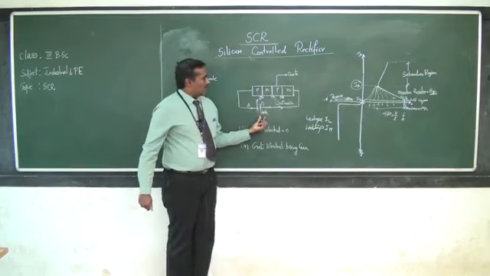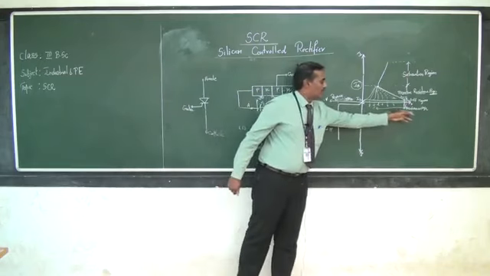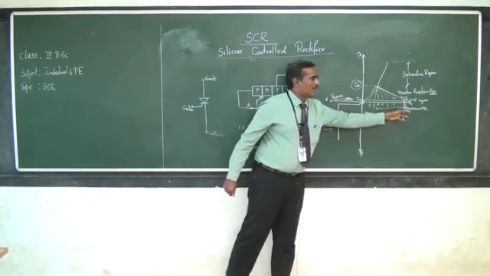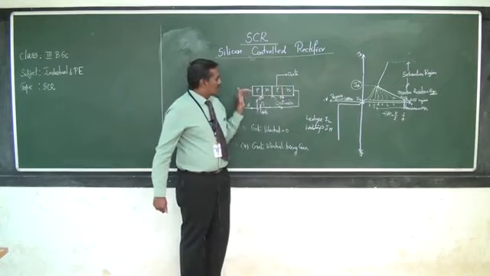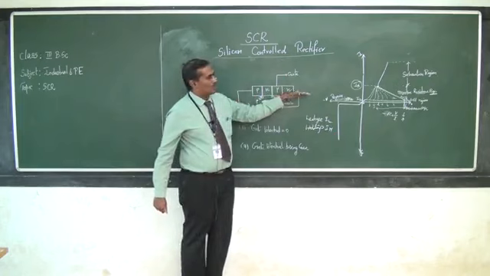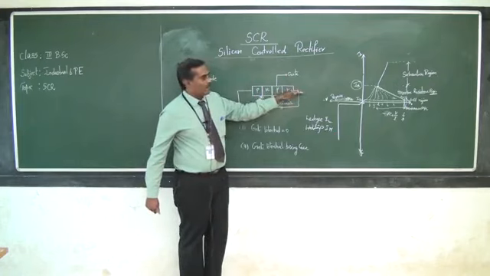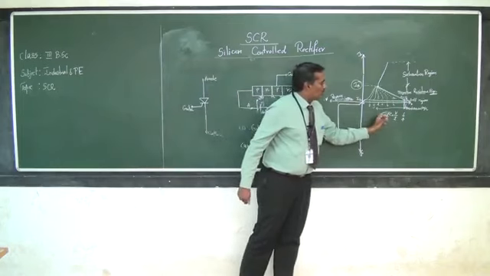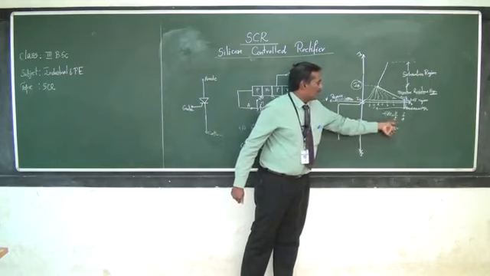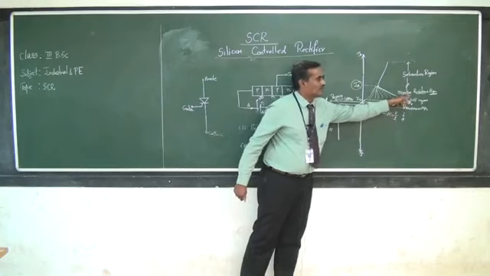Now once this anode cathode voltage increases and reaches the breakover voltage of the SCR, immediately the junction breaks down. Immediately more electrons flow from anode to cathode. Therefore, a heavy current can flow, but there is a reduction in the voltage. According to Ohm's law, R equals V by I, but here voltage decreases while current increases. That is why we call it the negative resistance region.